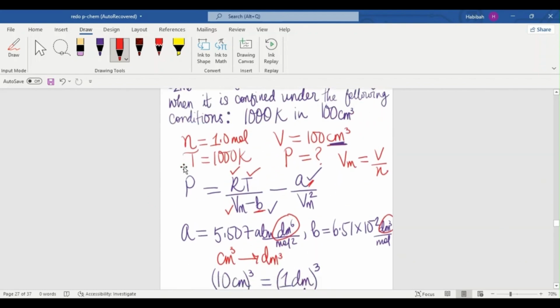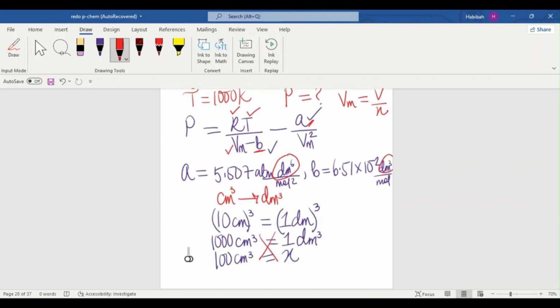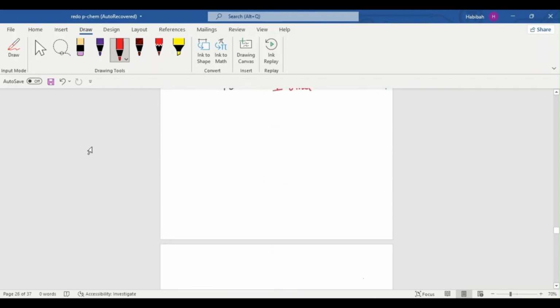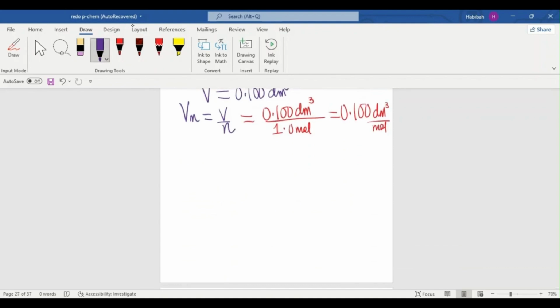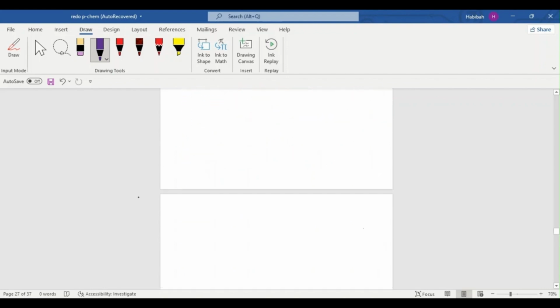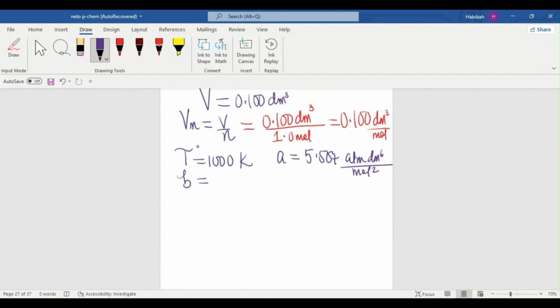The next thing we have to do now is to substitute, because now we have the molar volume in the proper units. So to do that, just to make our work easier, let me write out all of the parameters. We have the temperature is 1000 Kelvin. We have the A value to be 5.507 atmosphere. I'm only rewriting this so I don't have to go back and forth up top, because it's going to be confusing to everyone watching if I keep going up and down. So that's why I'm just rewriting this. So you have B is just 6.51 times 10 to the power of negative 2 dm cube per mole.